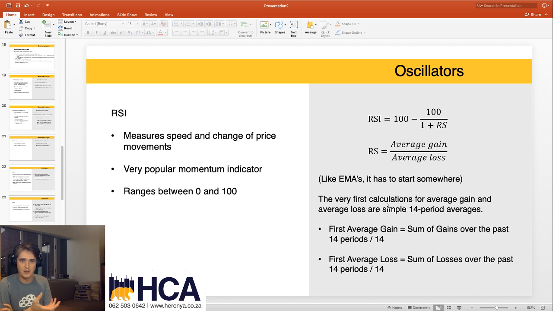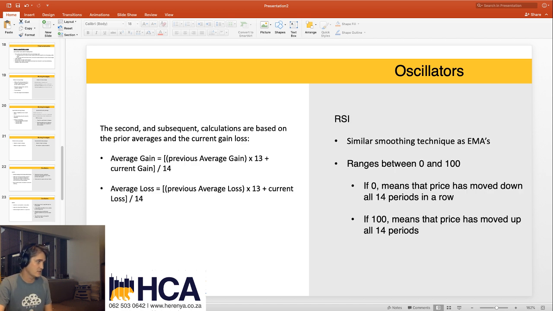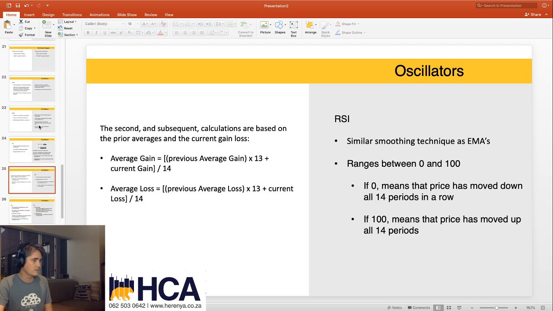So we want to basically measure the speed of the change of price movements. It's a very popular momentum indicator. It ranges between 0 and 1, and it tells us the rate at which prices are changing, right? So I'm just going to move down a little bit.